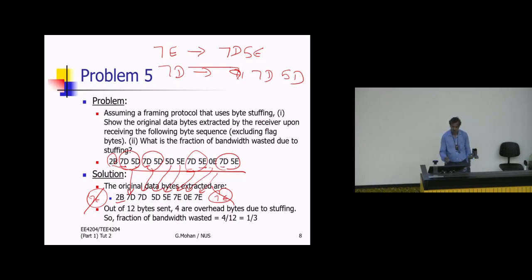Now, the next question is, what is the fraction of bandwidth wasted because of stuffing? Note that the sender has transmitted 1, 2, 3, 4, 5, 6, 7, 8, 9, 10, 11, 12 bytes. Out of 12 bytes, only 8 are useful. The 4 bytes are stuffed bytes, extra bytes. So 4 out of 12 bytes also use up bandwidth. So the fraction of bandwidth wasted is 1 over 3, that is about 33.33%. Is that clear?